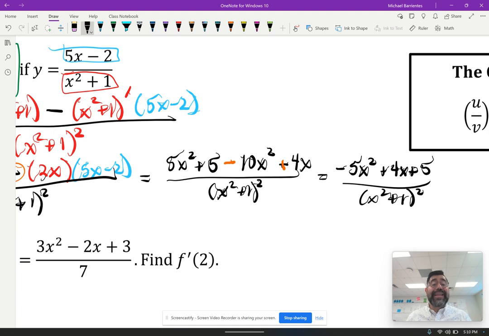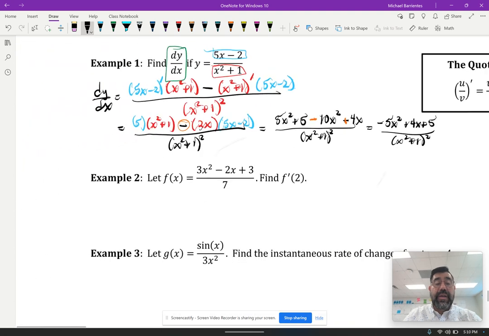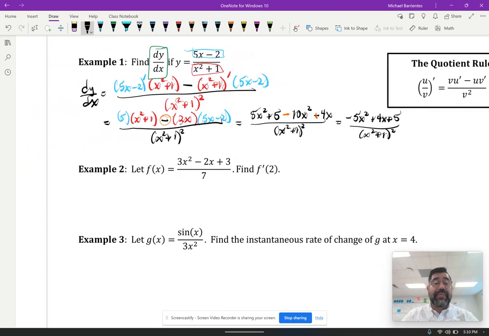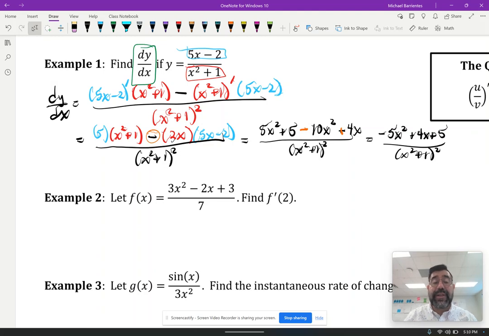Or if I ask you find the instantaneous rate of change at time 0, well, all you have to do is substitute a 0 wherever you see an x, and whatever that comes out to, that would be the instantaneous rate of change at x equals 0, because this finds the derivative value at any x point. We don't have to do that, however, for example 1. Example 1 was just finding the formula. This is the formula, and we're done.